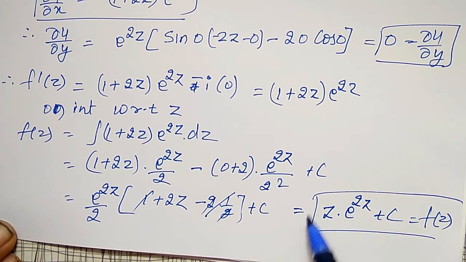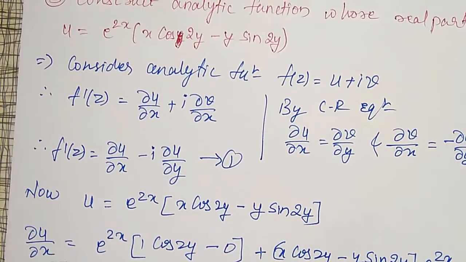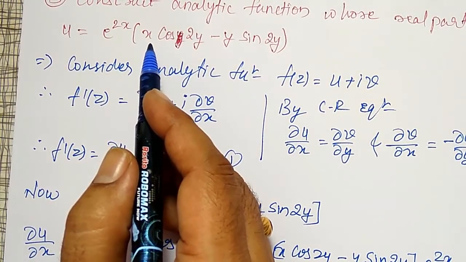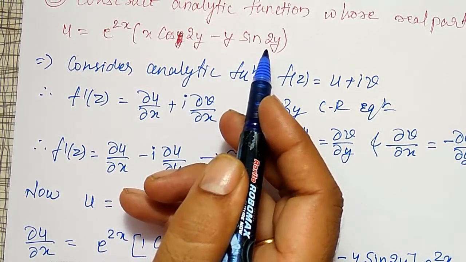Therefore, my required analytic function is z e to the power 2z, whose real part is e to the power 2x into (x cos 2y minus y sin 2y).